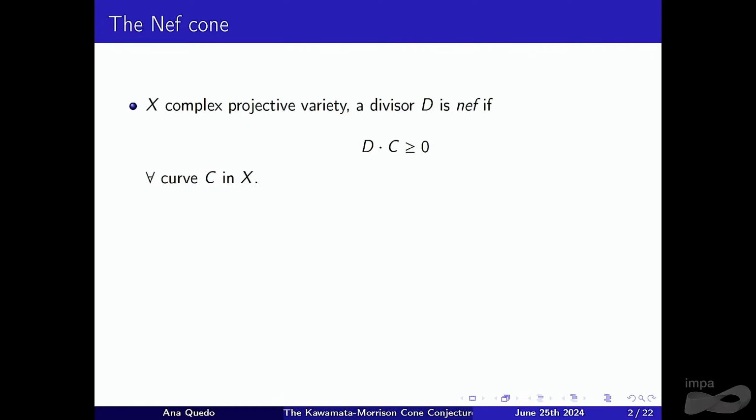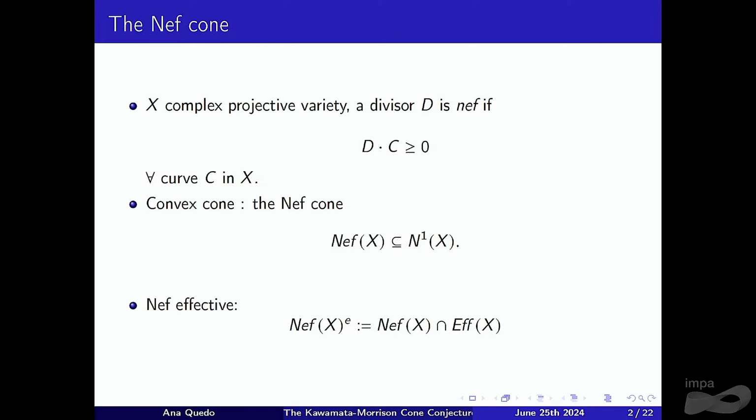I will start by introducing what a nef divisor is. A divisor is said to be nef if its intersection with every curve on a variety is non-negative. And we can consider this vector space here, the Néron-Severi group tensored by R, or in an equivalent way, divisors tensored by R, modulo numerical equivalence. If we consider the nef divisors inside this vector space, they form a convex cone.